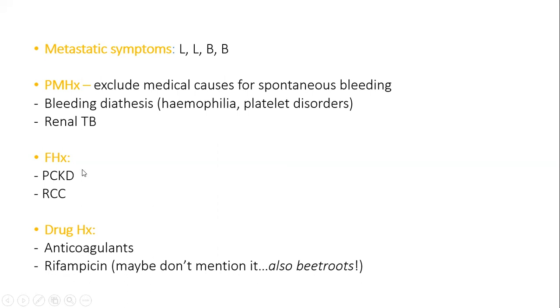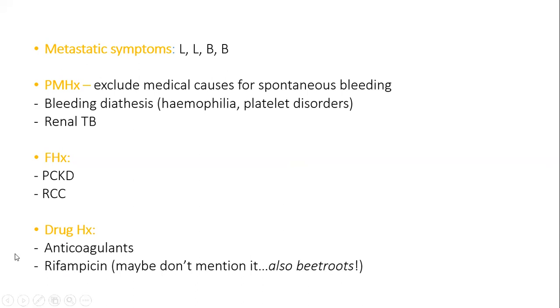And then family history again, because polycystic kidney disease can also present as hematuria, because in polycystic kidney disease those cysts can break and rupture and cause bleeding. So you can say there's no family history of that, and of renal cell carcinoma. And finally, drug history, just in one statement, you can say no anticoagulants and stuff.